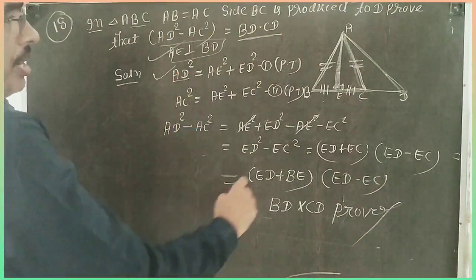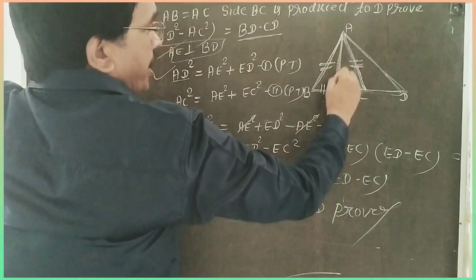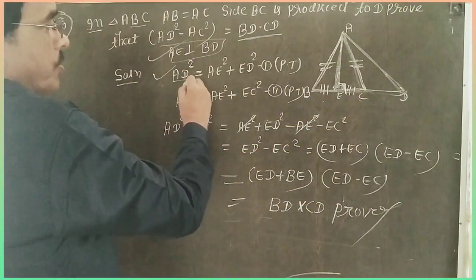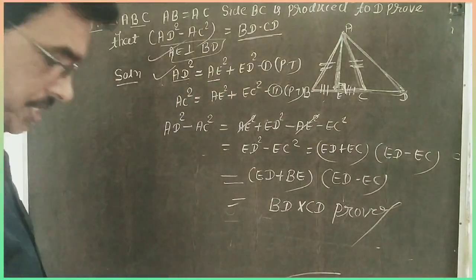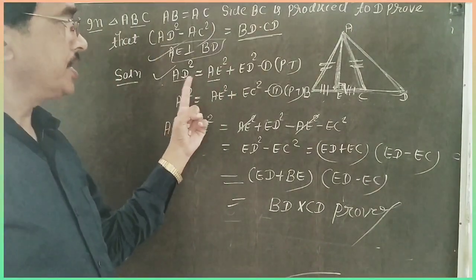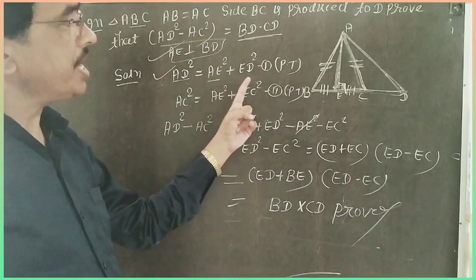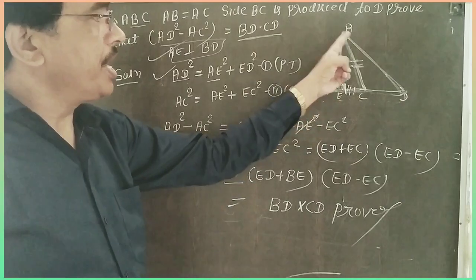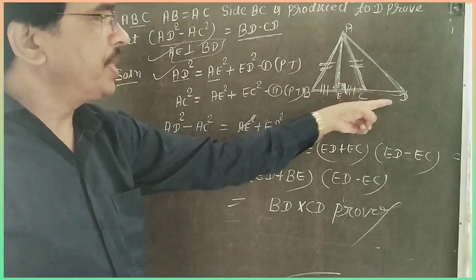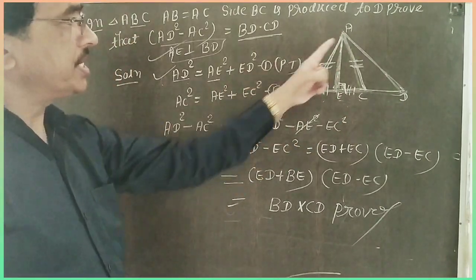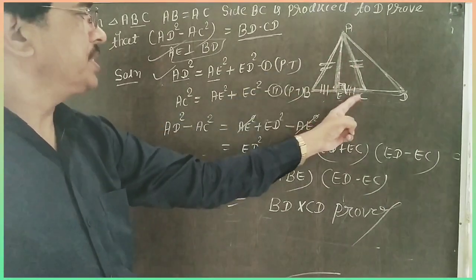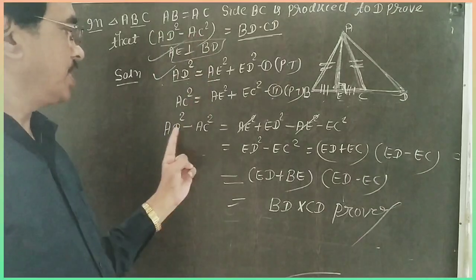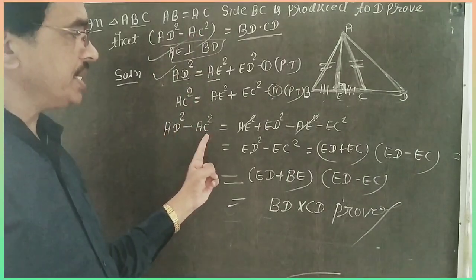So find out AD. In triangle AED, it is a right angle, so AD is the hypotenuse. So AD square is equal to AE square plus ED square. Similarly, AC square is AE square plus EC square. Your question is to subtract them from each other: AD square minus AC square. So I subtract it: AD square minus AC square.